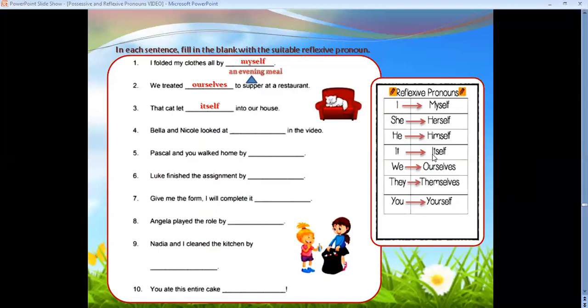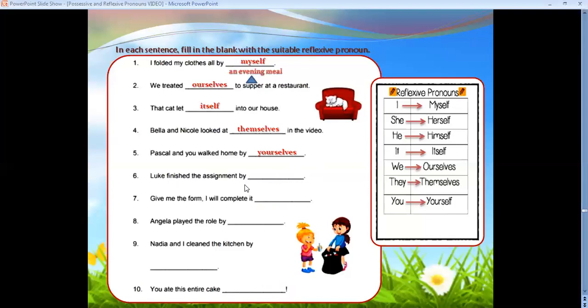4. Bella and Nicole looked at blank in the video. Bella and Nicole, plural, 2. So they, Bella and Nicole, they looked at what? At themselves. Let's check. Great. 5. Pascal and you walked home by blank. I have you and I have Pascal and you. Is this yourself or the other one, the plural one, yourselves with the V-E-S? Yourselves. Excellent job. Great.